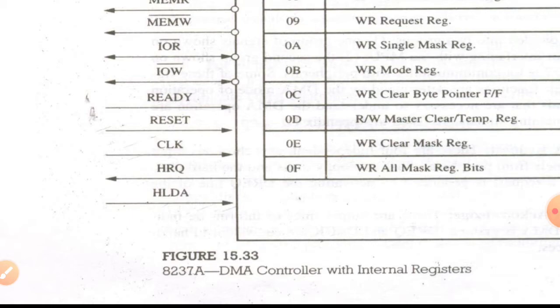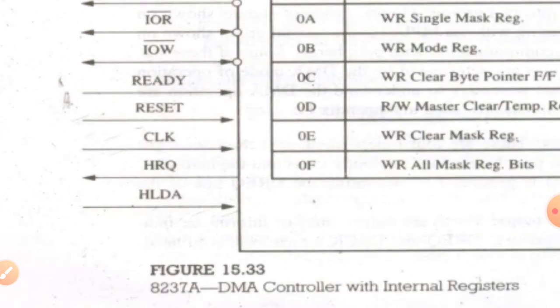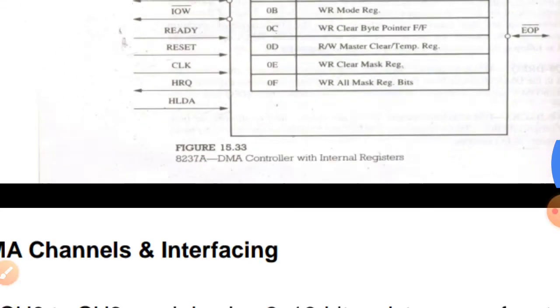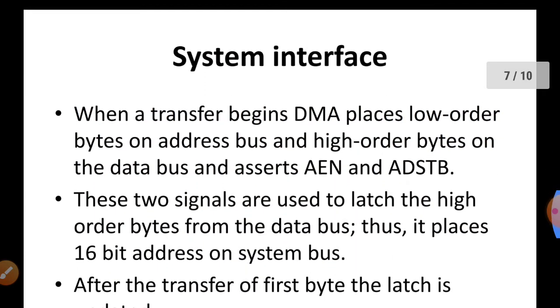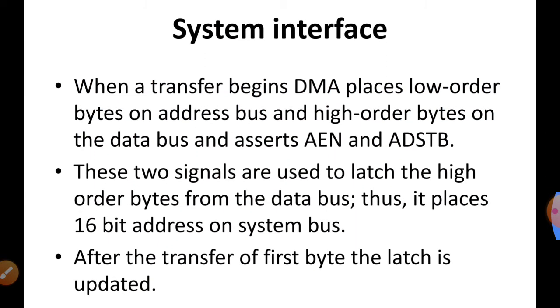Besides this, there are more signals: the ready signal, you know the purpose of the ready signal; reset, to reset; and the clock, to provide the synchronization of the 8237 with the 8085.